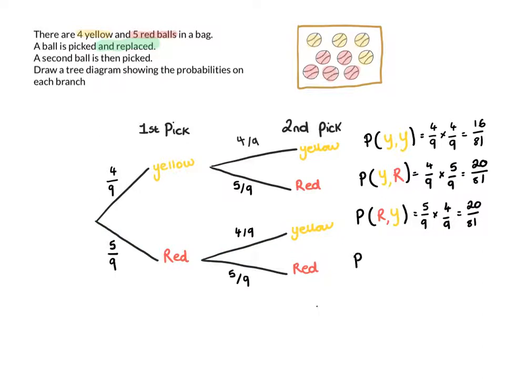And finally, I'm going to do the probability of picking a red first and then a red on the second pick. So multiply along the branches, 5 over 9 multiplied by 5 over 9. So all of these probabilities at the end add up to 1. So every scenario adds up to 1.